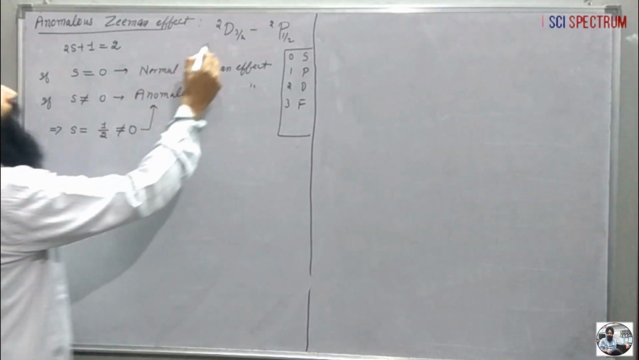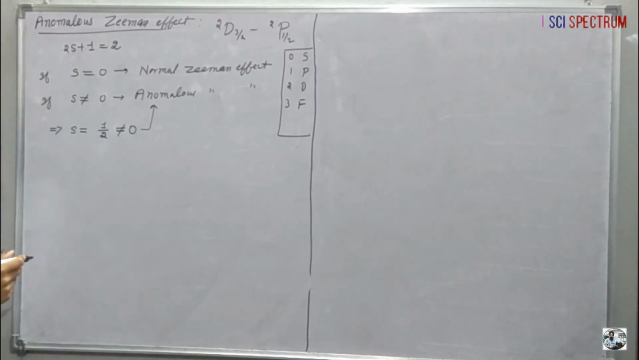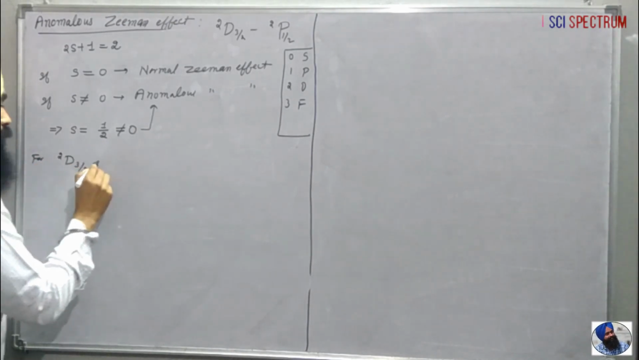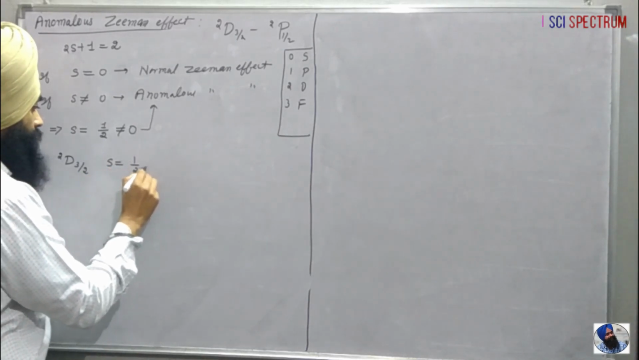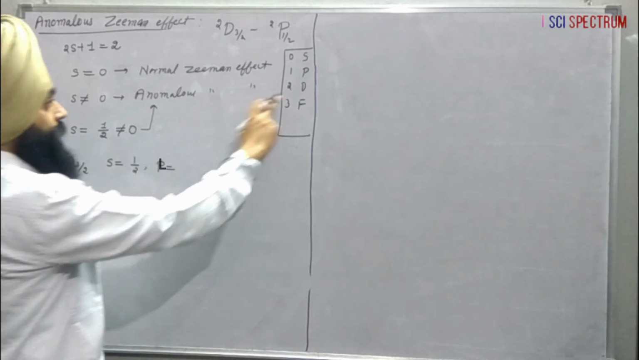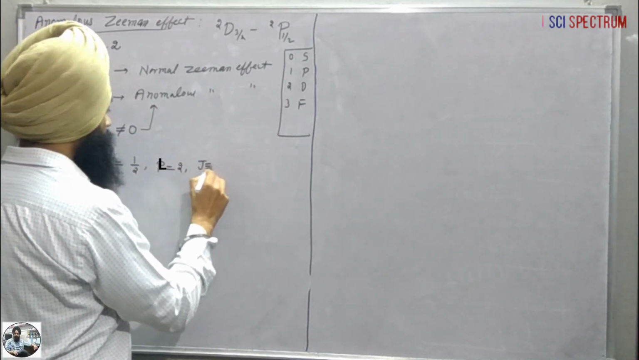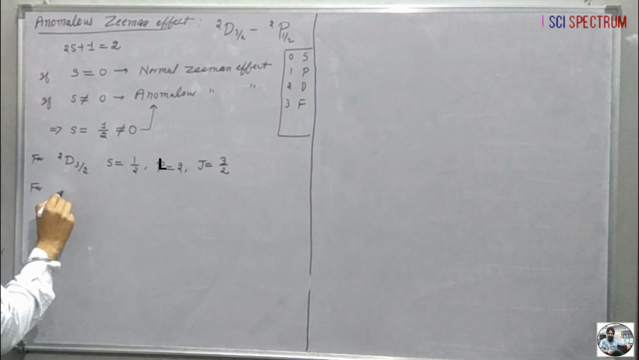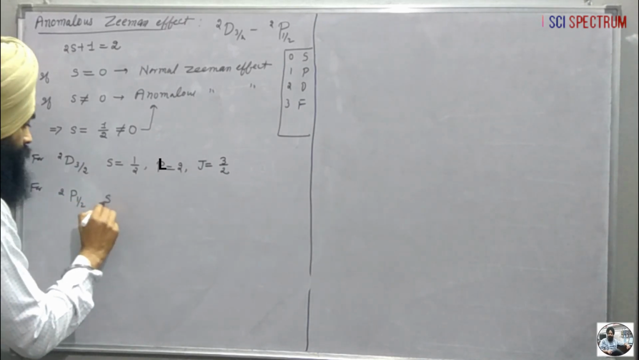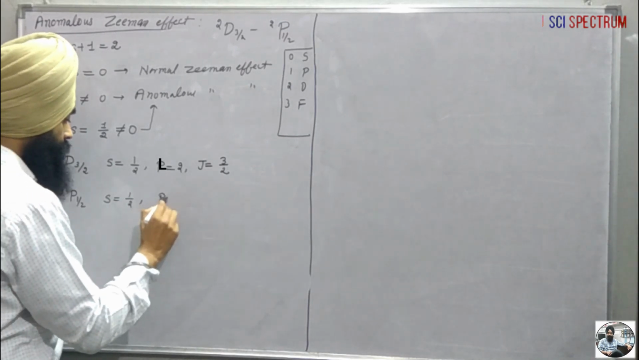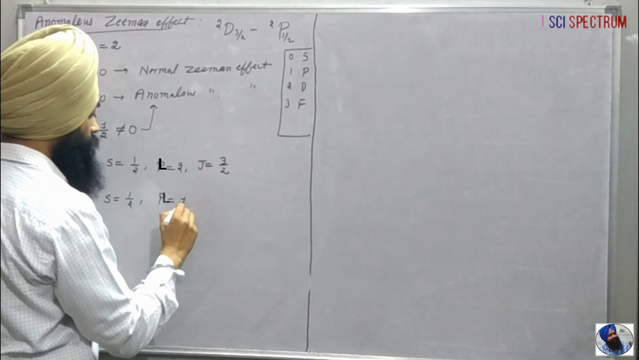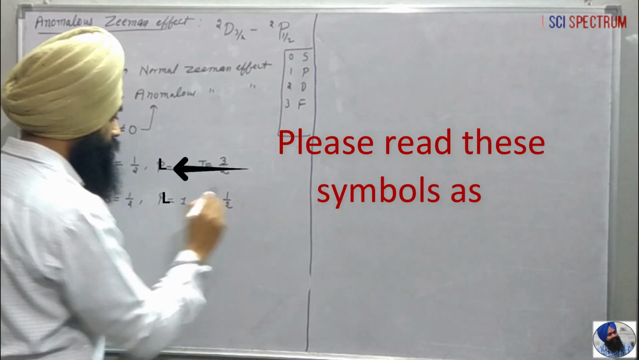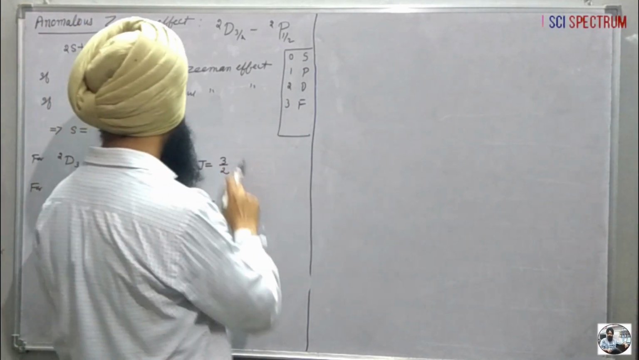So let us find out the s, p, j values for 2D 3 by 2. We have s equal to 1 by 2, corresponding to D state is 2, j is 3 by 2. And for 2p 1 by 2, s is again half, p value corresponding to p is equal to 1, and j is equal to 1 by 2. So j is equal to 3 by 2 and 1 by 2.